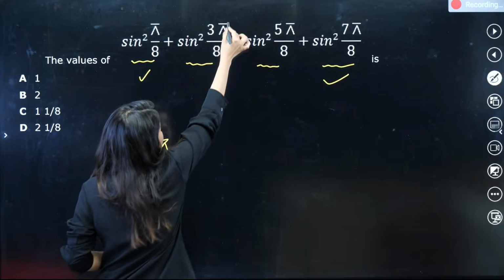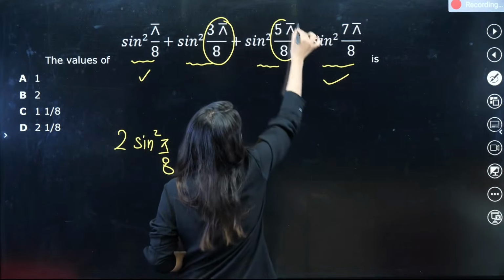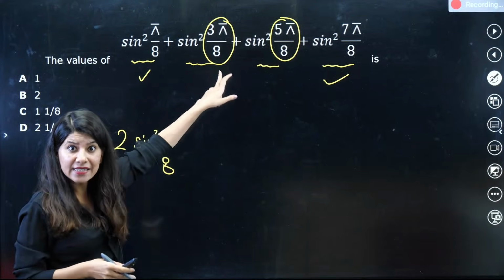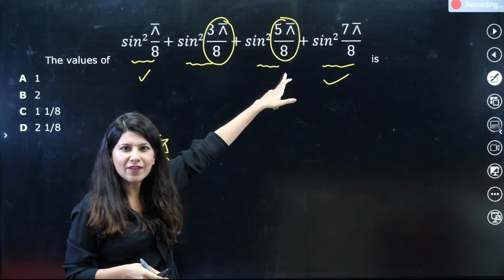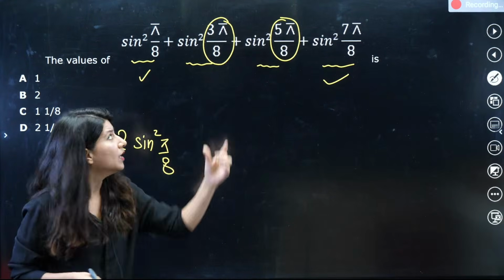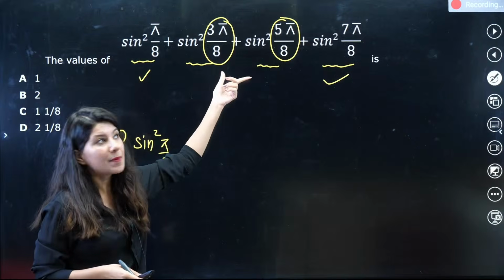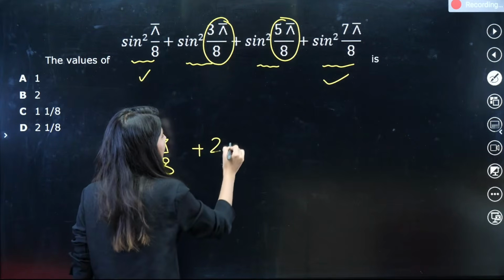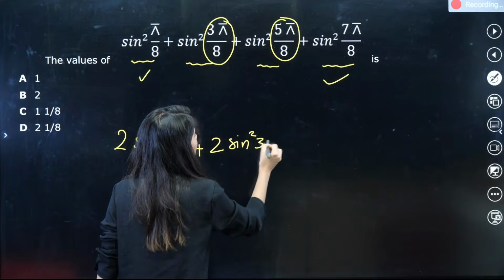And same goes with the 3 pi by 8 and 5 pi by 8. If you add these two angles, what do you get? Pi. That means if one angle is alpha, another is pi minus alpha. Sin alpha and sin pi minus alpha hold the same value. That means this is also sin 3 pi by 8. This is also sin 3 pi by 8. So these two things will add up. So sin square 3 pi by 8.